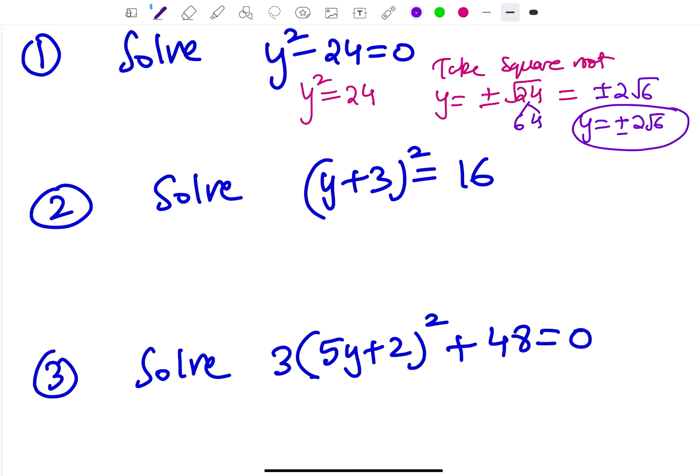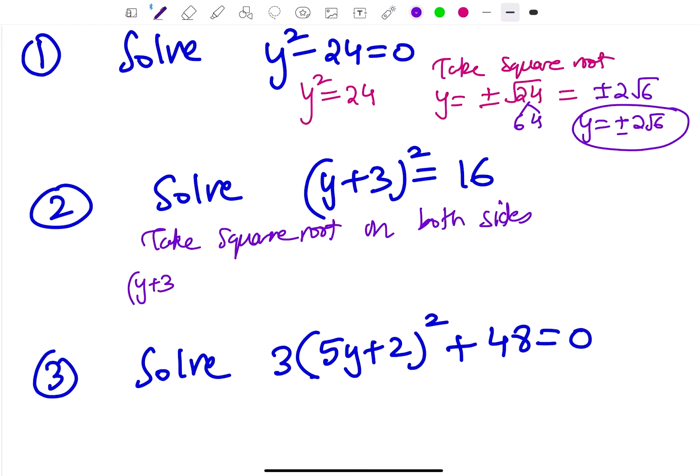Next, y plus 3 squared equals 16. We're not going to try to FOIL y plus 3 squared because it's already in the form that we want: quantity squared equal to a number. So go ahead and take the square root on both sides. When we take the square root on the left hand side, we would have the square root of y plus 3 squared equals plus minus square root of 16.